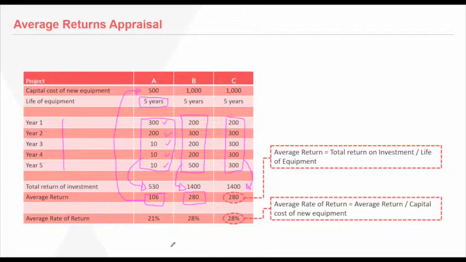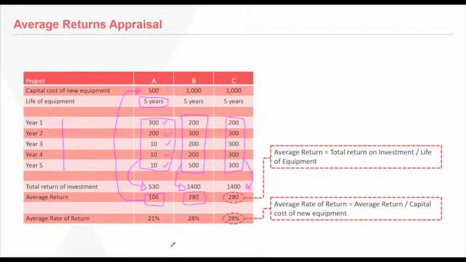So now what we can start doing is thinking about our average return appraisal together with our payback method appraisal. And if we keep all of that information in our heads, we know that project A paid back quite quickly in 2 years, and it made us 21% on an average basis.